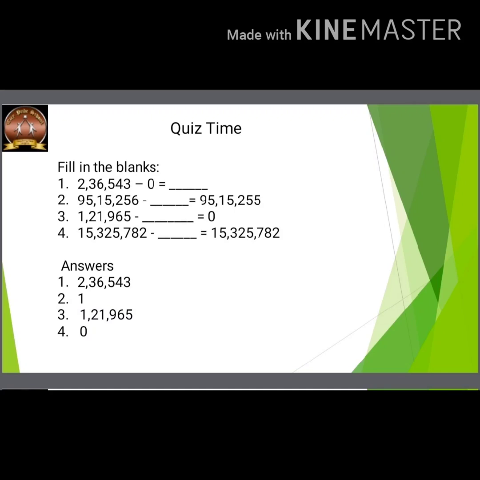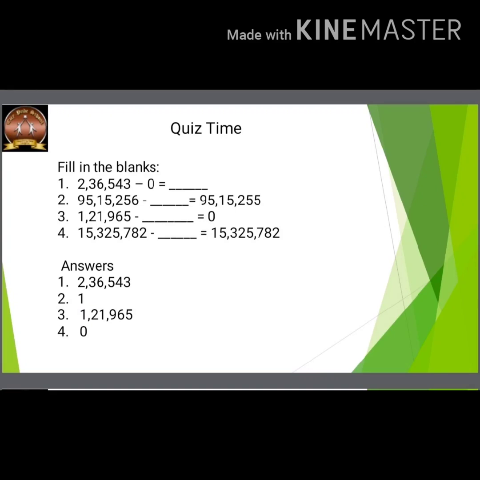The next one is 95,15,256 minus what will give me 95,15,255. As I can see, there is one number reduced in the answer. That means the answer in the blank has to be 1. The third one, 1,21,965 minus what will give you 0? It was the same example of the chocolate one, children. Do you all remember? So it has to be the number itself. So the blank answer is 1,21,965.